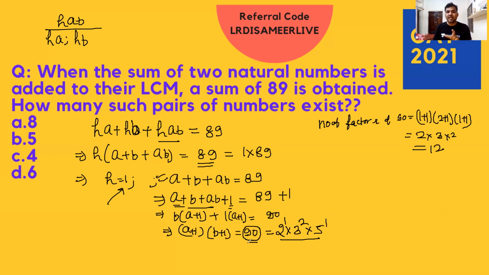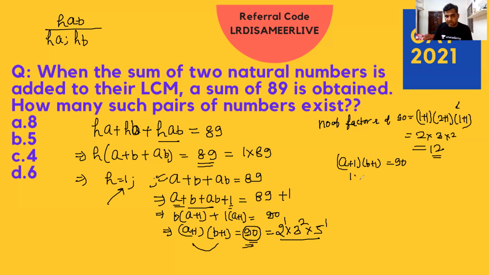That means 90 can be written in 12 different possible ways as a product of these two numbers, A plus 1 into B plus 1, right? This is the concept of number of factors, right? So for example, you'll have to see all those cases where A plus 1 into B plus 1 is equal to 90 and A and B should be co-prime with each other.